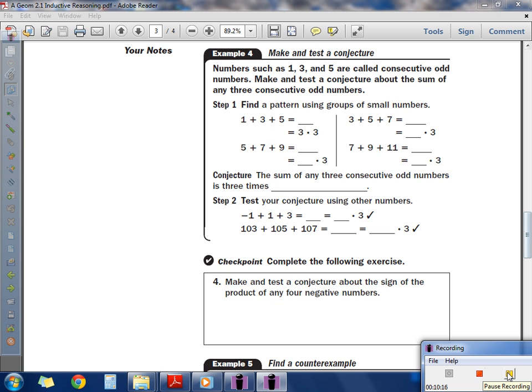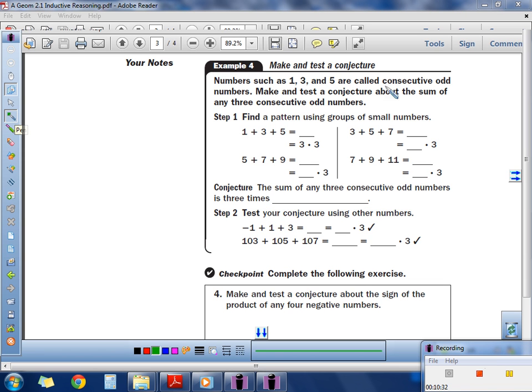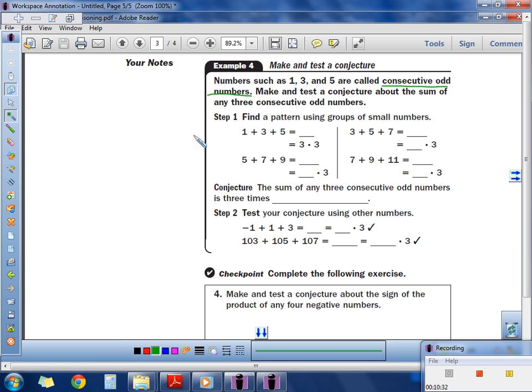On example 4, it says numbers such as 1, 3, 5 are called consecutive odd numbers. So I've already talked about consecutive whole numbers. Now we're talking about consecutive odd numbers. Let's underline that phrase. That's a good phrase to be able to write. Consecutive odd numbers. Sometimes we have consecutive integers or consecutive evens. Those are when they come one right after another. It says make and test a conjecture about the sum. What's sum mean? When we are adding any 3 consecutive odd numbers.